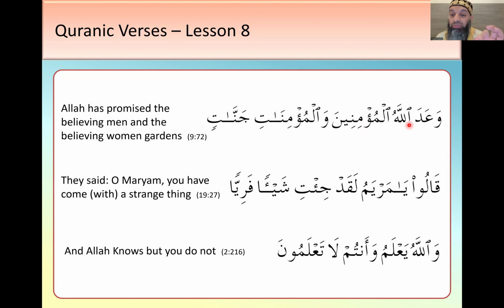So, and Allah has promised the believing men and the believing women, Jannat, gardens. So, as I said before, Islam has equality in it, but it's not. Islam is not a religion of equality. It does not give exactly the same to women and exactly the same to men.